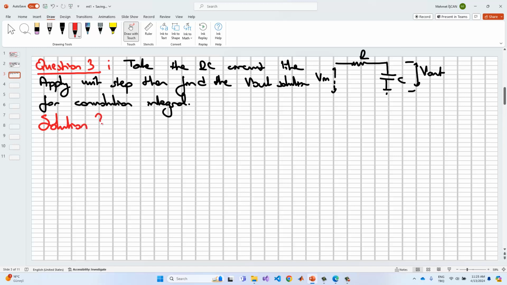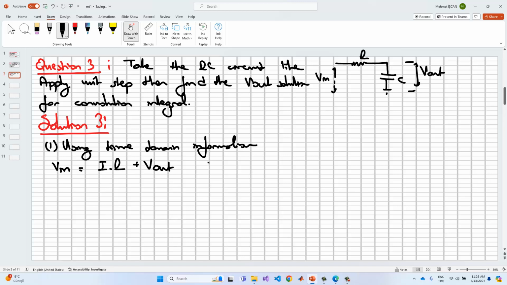The solution 3 can be given in here. Firstly, if you have this kind of system, we need to solve this equation step by step. Using the time domain information, firstly V in must be equal to I times R, the voltage across the resistance, and also we have V out with I must be equal to what? The capacitance value times dV out divided by dt.